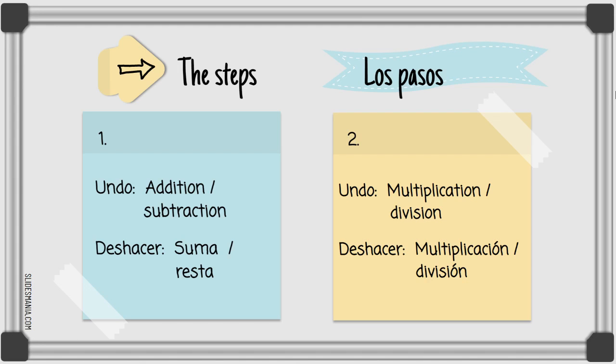Now, the steps to solve a two-step equation. The first is you are going to undo the addition or subtraction. And then the second is you are going to undo the multiplication and division. Remember, to undo means to do the opposite operation. So let's look at some examples together.